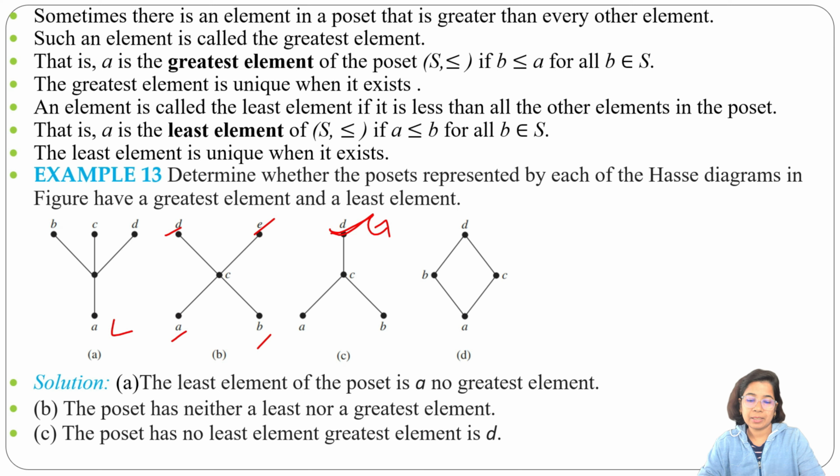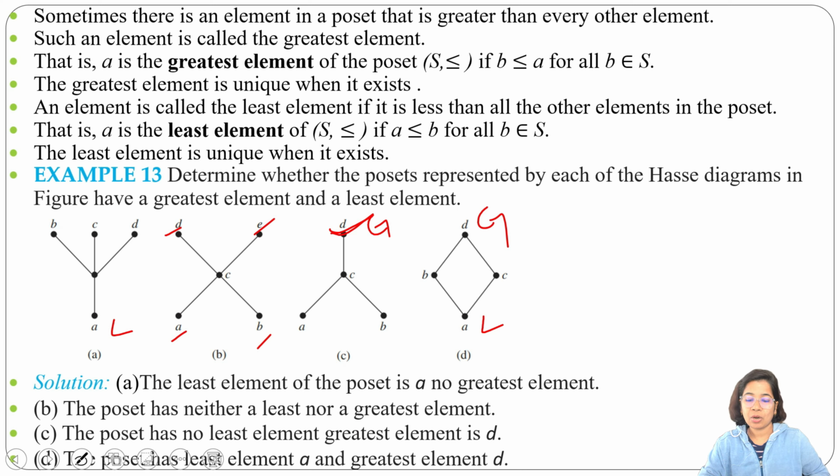Now in figure D, A is the least element, D is the greatest element. So there are both least and greatest elements. Also these are maximal and minimal. So maximal is D and minimal is A. I think you guys are clear with greatest element and least element. There can be a unique greatest and least element if present.